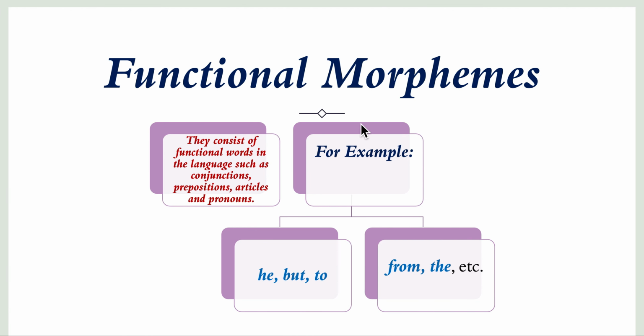Move on to the next. Functional morphemes. They consist of functional words in the language such as conjunctions, prepositions, articles and pronouns. For example, he, but, to, from, the. In brief, what we have to know is that functional morphemes, they work as functional words.